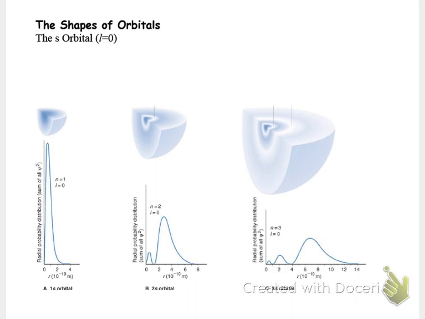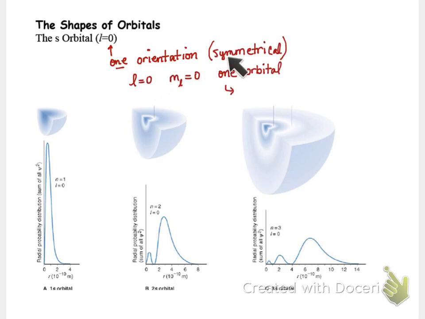What do these orbitals look like, the shapes? For the first one, L equals 0, so it has 1 orientation, which means it is symmetrical in all directions. 1 orbital, and it can hold 2 electrons. And we'll go into why, but for now, each orbital can hold a maximum of 2 electrons, and we'll give the rule for why later.